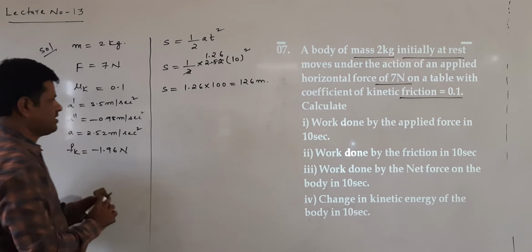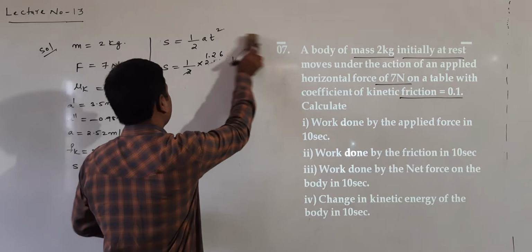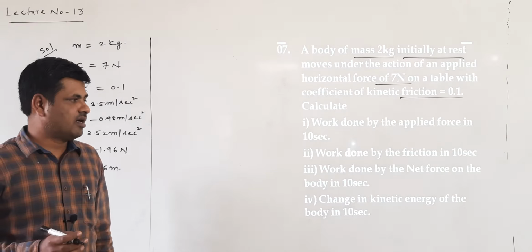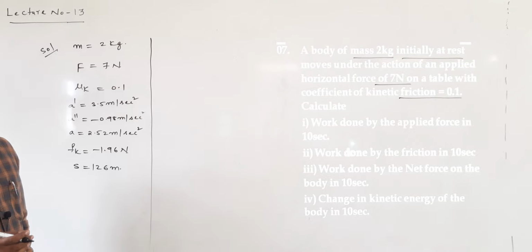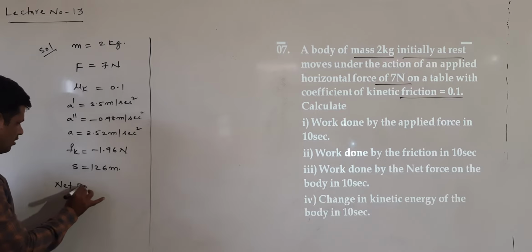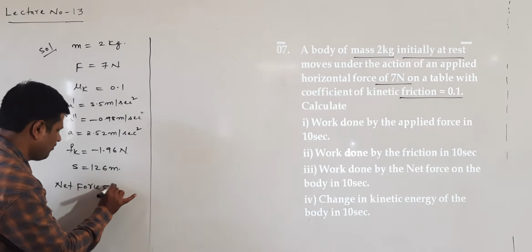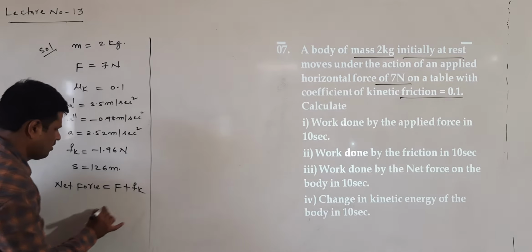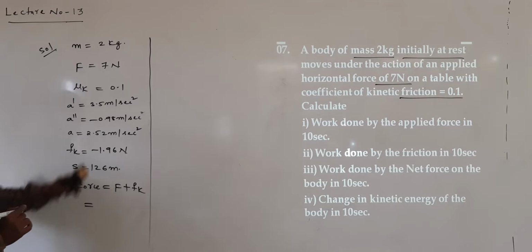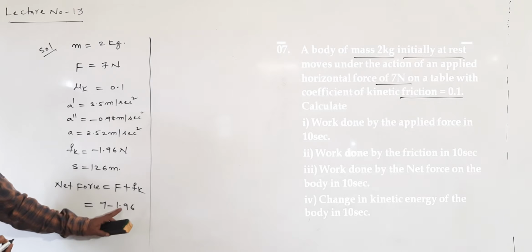Here we already have the displacement, I am writing it here as 126 meters. Next, the work done by the net force on the body in 10 seconds. First find the net force. Net force is equal to applied force plus frictional force, that is F plus Fk. F is equal to 7, Fk is equal to minus 1.96. Plus into minus is minus, so 7 minus 1.96.